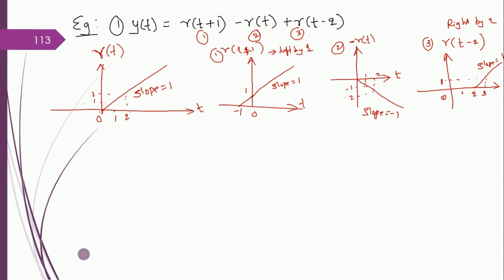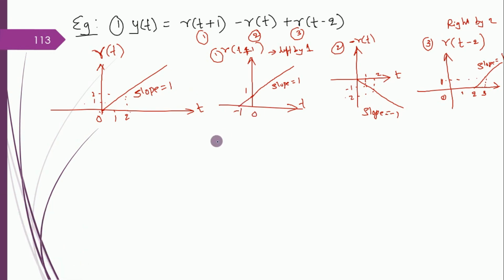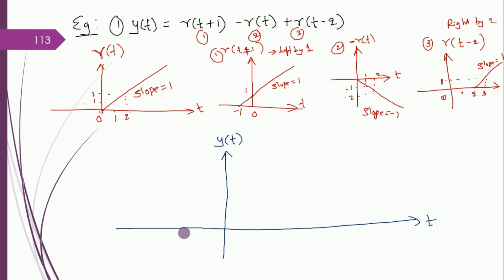Now I'll change the ink for writing the answer. So y of t is the resultant signal. If I take the sum of all these three things, we'll get y of t. This is the time axis. So I start from minus 2, minus 1, 0, 1, 2, 3, 4. Now you can see these 3 terms. There are no signal values for t less than minus 1. See here, there is no signal value. So up to here, it is 0 itself.